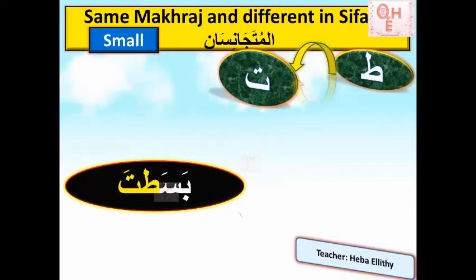Why? Because الطباق as a characteristic is very strong. I can't take it from ta. So when I pronounce it, I will say بسطت. I will make the الطباق of ta and then I go for the natural ta.